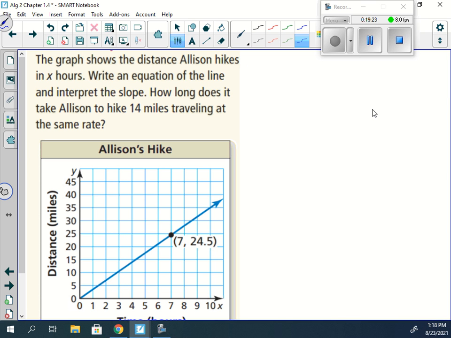So if we're looking at the equation, it'll be good to have the y-intercept and slope if they give it to us. And here they do. They're nice enough to give us the y-intercept. What is the y-intercept? 0. It's still starting at 0, 0, which is kind of nice. Now the slope is going to be what over what?